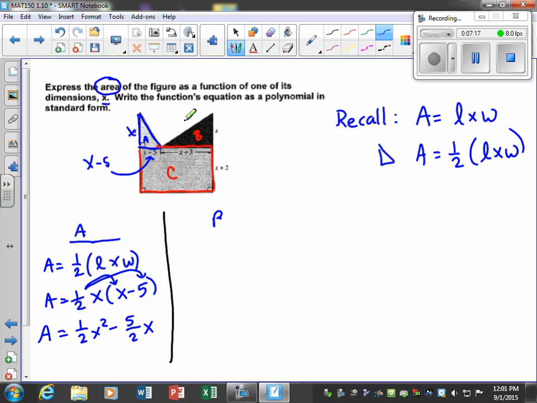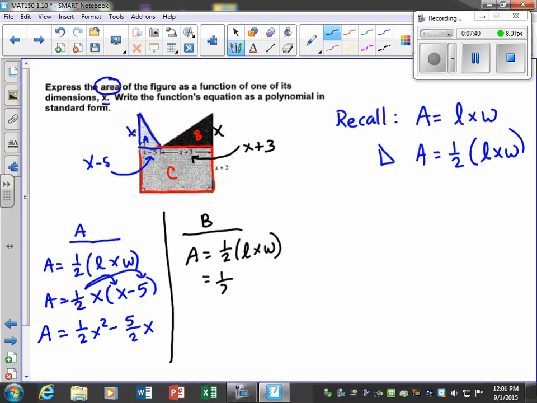Alright, moving to B. It's a triangle as well. So I'm reminding myself that I'm using half times length times width, or the base times the height. This one is x plus 3 right here, and this is x. So that would be 1/2 x times x plus 3. Multiply it out. The area is going to be 1/2 x squared plus 3/2 x.